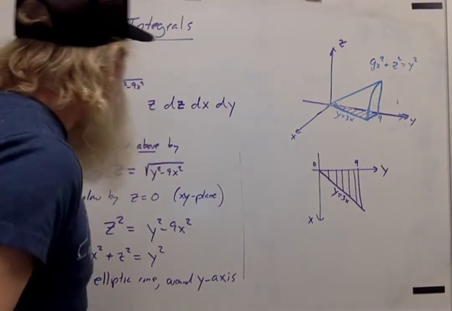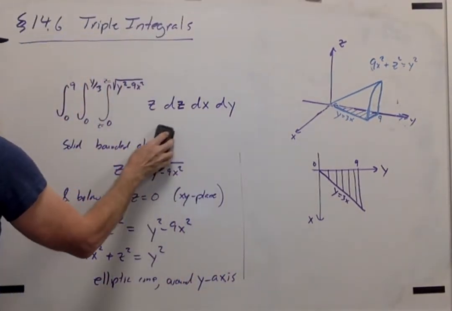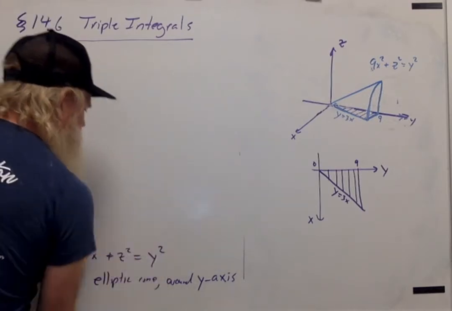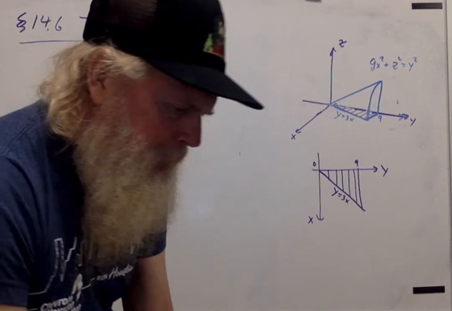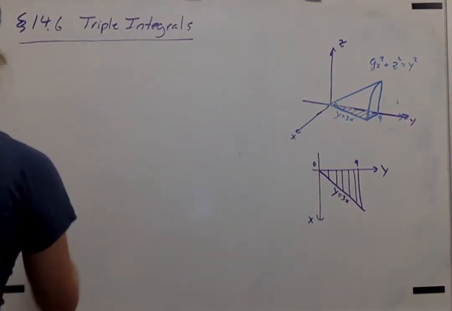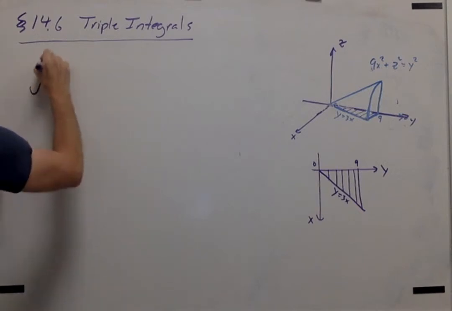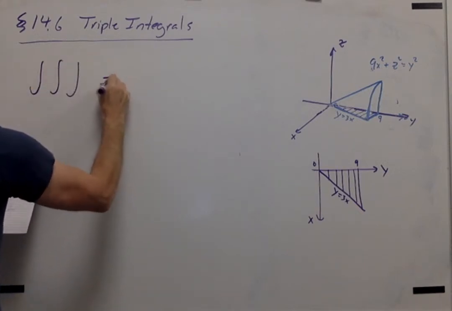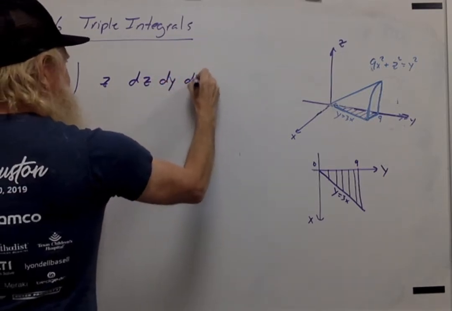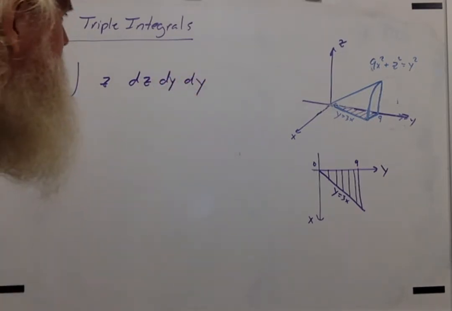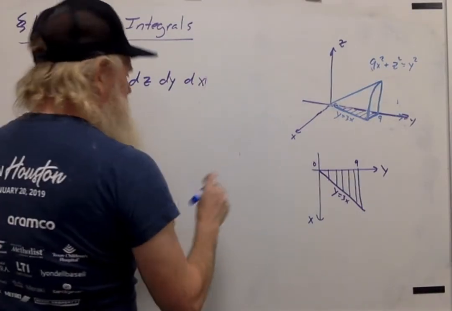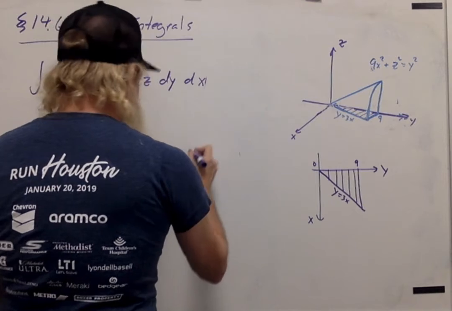Now let's say that we wanted to change the order of integration. Let's say that instead we wanted to rewrite this integral into order dz, dy, dx. Let me start off by just sketching the region again, kind of blanking it out.